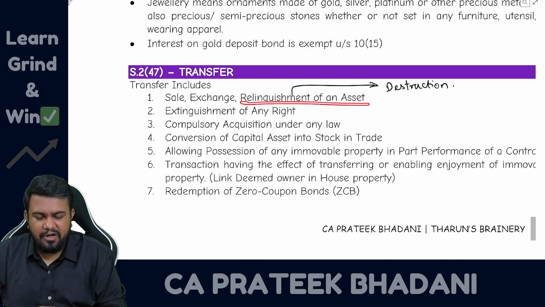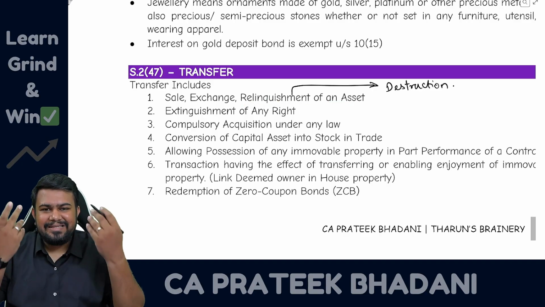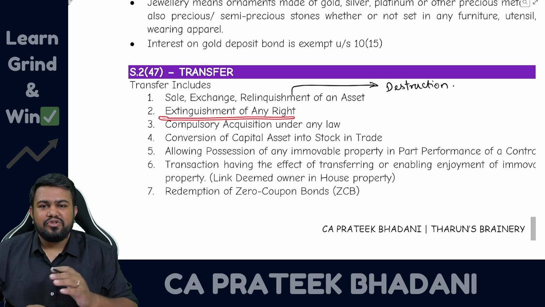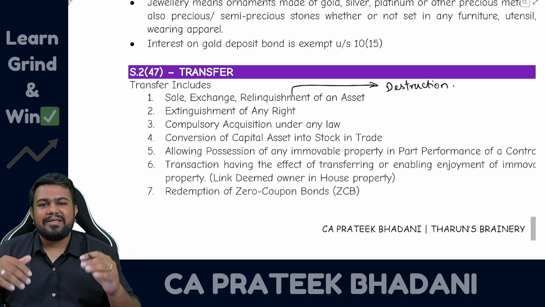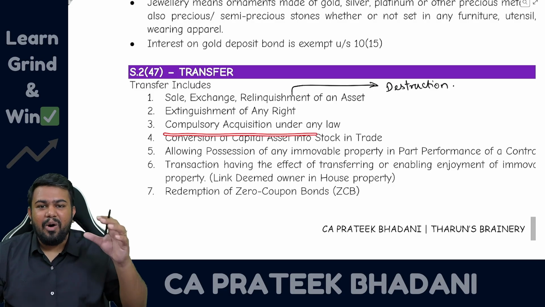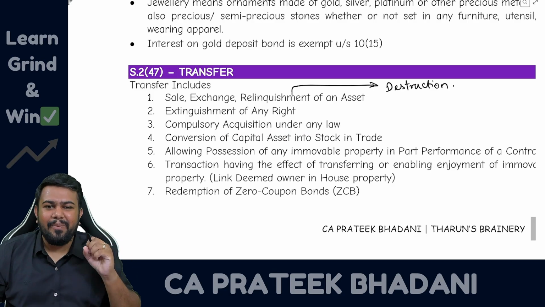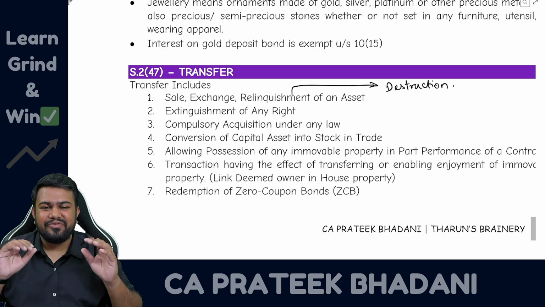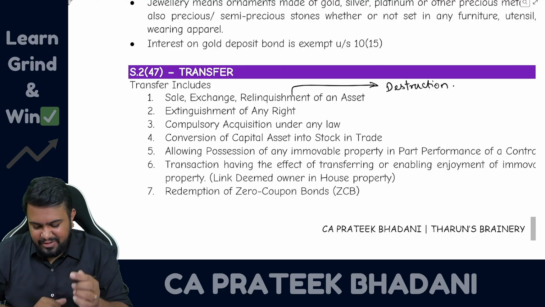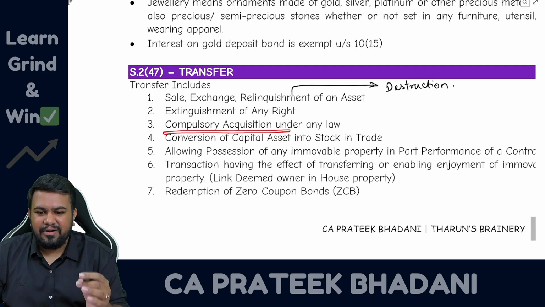Then relinquishment of any asset. Relinquishment means the asset itself is getting destroyed. And then extinguishment of any right. So the right in an asset is getting over. That is only called extinguishment of any right. Then compulsory acquisition. So if the government is coming and compulsorily acquiring the property, that is also considered as transfer. And whenever government is giving money, on that tax also you have to pay. So even compulsory acquisition is a part of transfer.